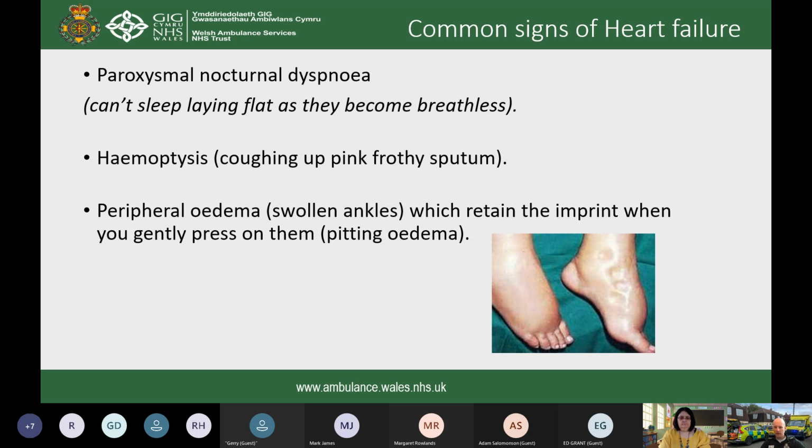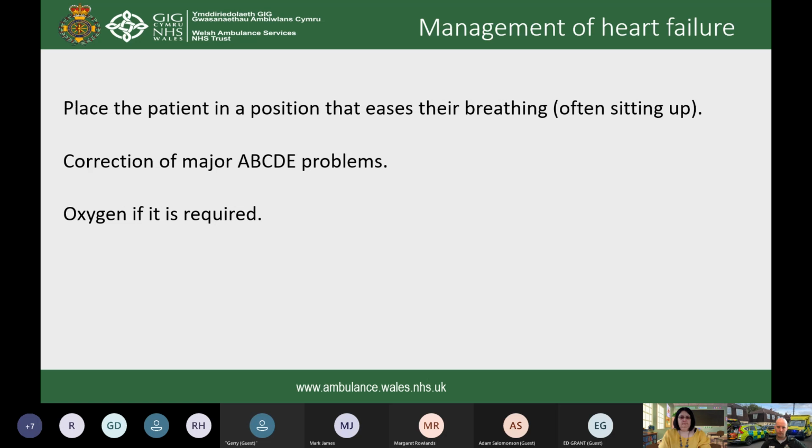The next thing, and the most common thing you will see, is the peripheral edema, the swelling of the ankles, or pitting edema. So if they've got big ankles, give it a little poke, and if you put your finger in and you pull it away and your finger indent is still there, again, that's just showing the heart isn't pumping effectively and blood or fluid is pooling at the lower limbs. And that's the main one that you'll see there.